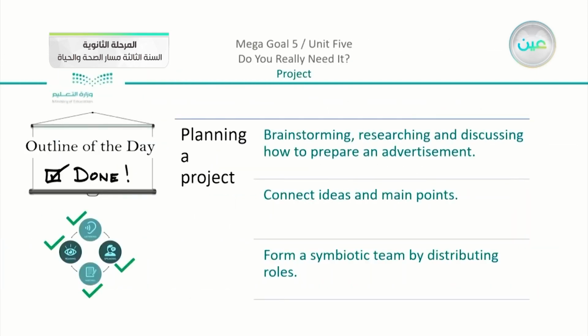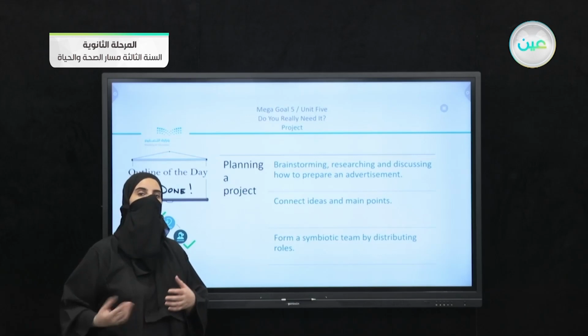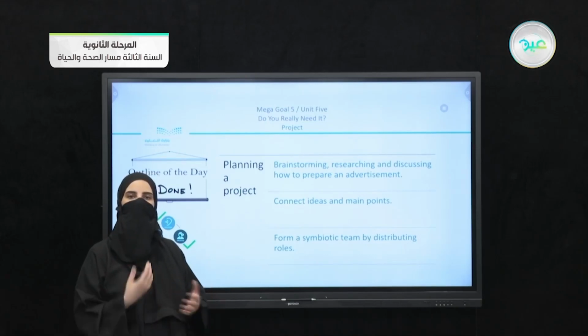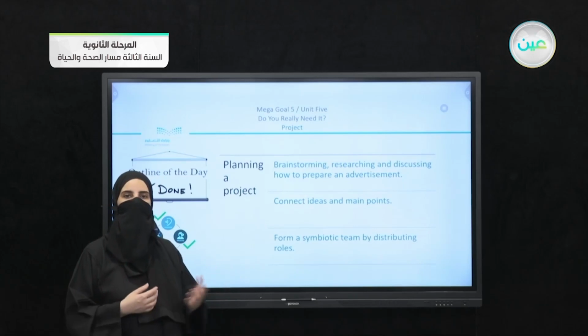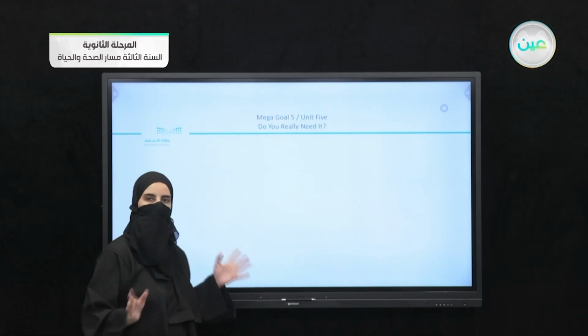So at the very end of our lesson here, we have the outline of the day, which is to brainstorm, research, and discuss advertisement, connect ideas and points, form a system by distributing roles. So some people are going to design the advertisement. Other people are going to role play. And we have also members who have the talent actually to produce some kind of films or movies that also can be used in the advertisement. Here we can see that we have covered Unit 5 in general.